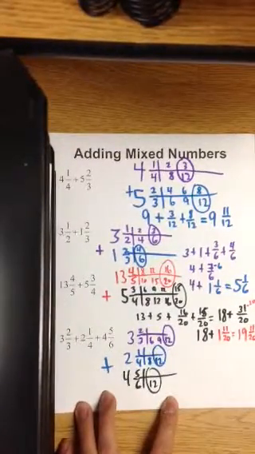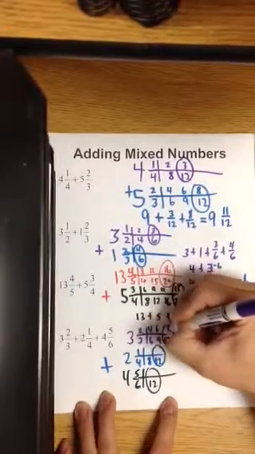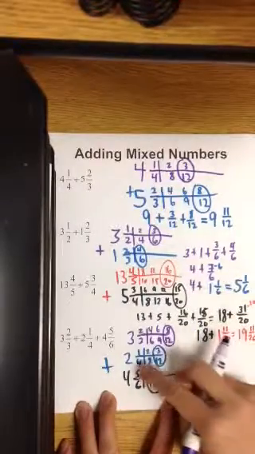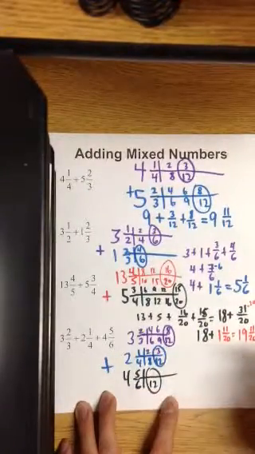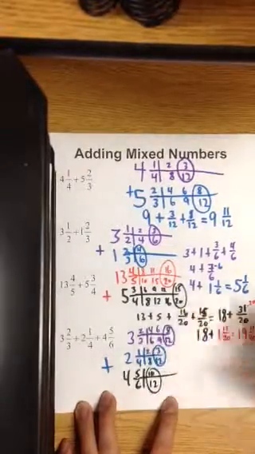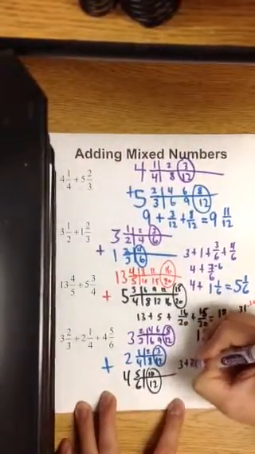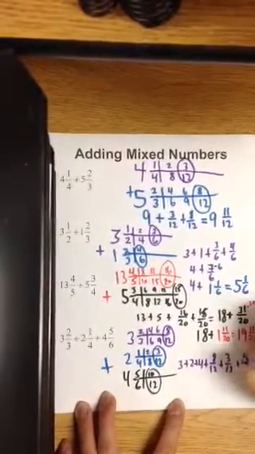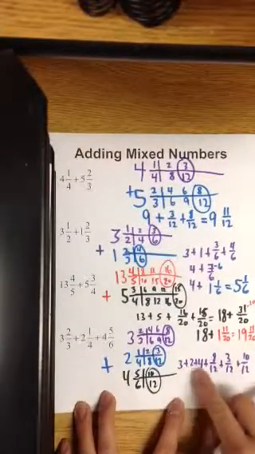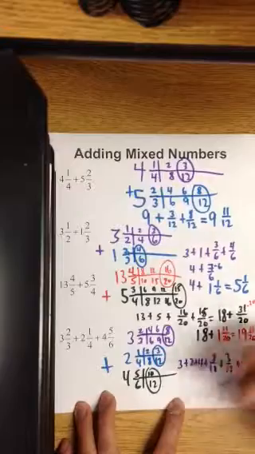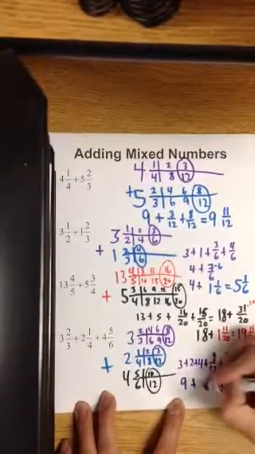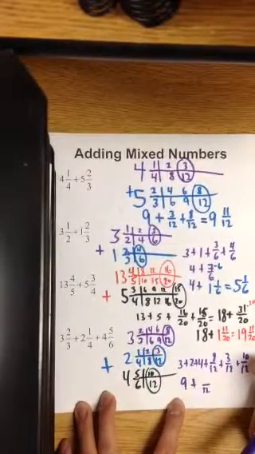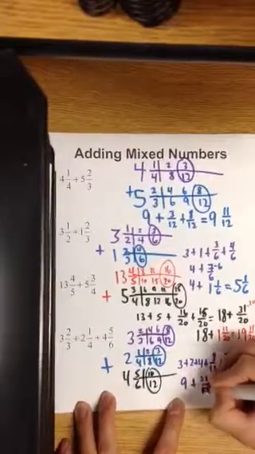Let's rename 2/3: 2, 4, 6, 8, so 8/12. Let's rename 1/4: 1, 2, 3, so 3/12. Let's rename 5/6: 10/12. So 3 plus 2 plus 4 plus 8/12 plus 3/12 plus 10/12. A lot of things to add. 3 plus 2 plus 4 is 5 plus 4 is 9. Keep the denominator the same. 8 plus 3 is 11. 11 plus 10 is 21/12.